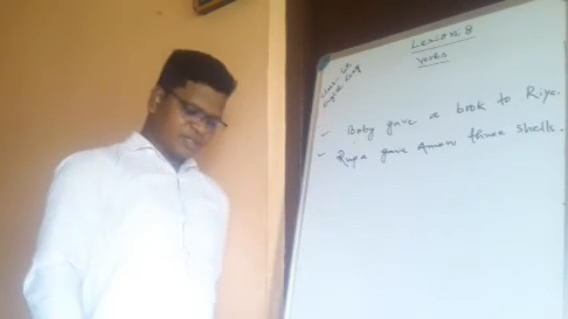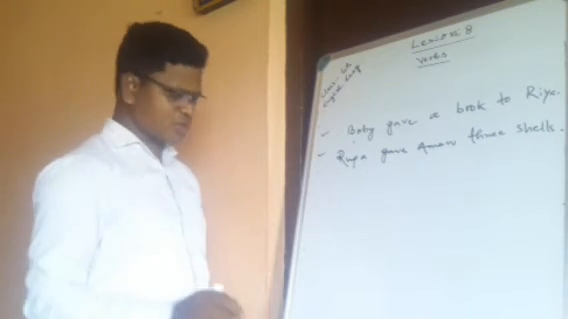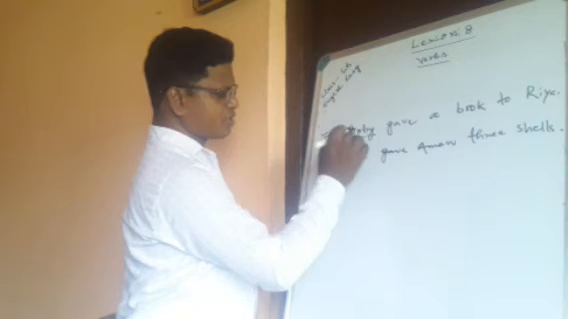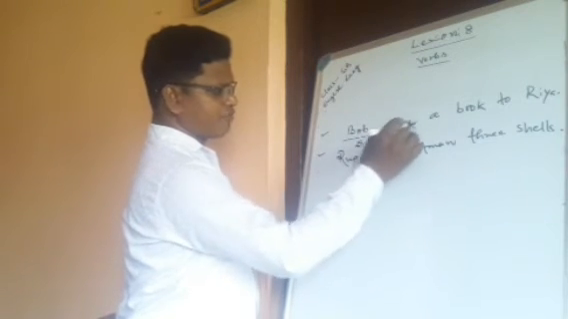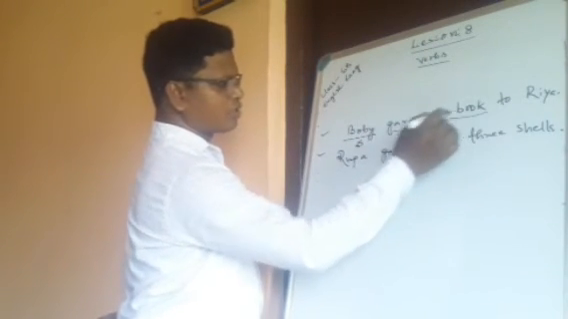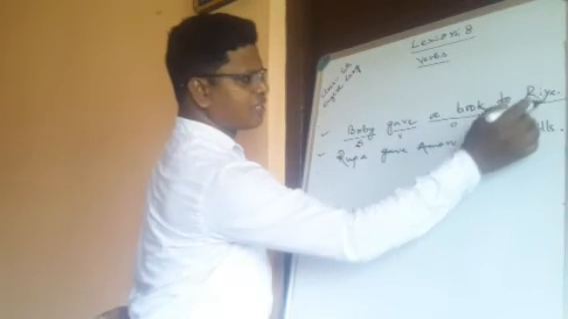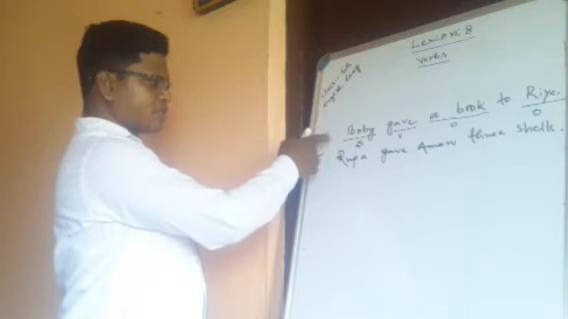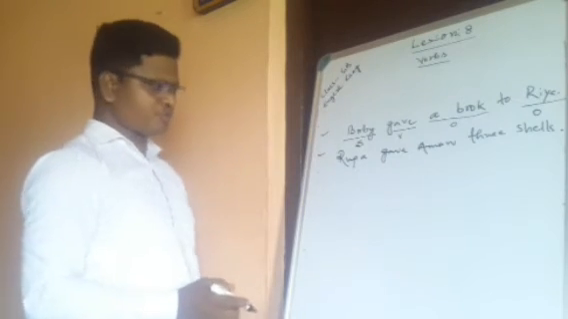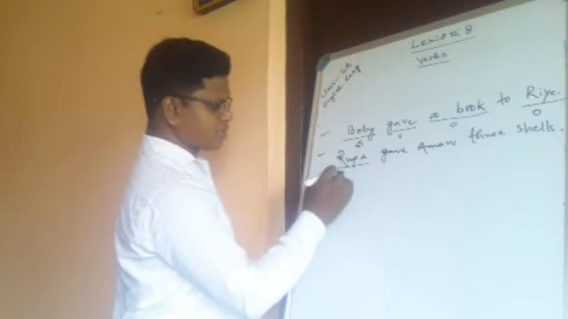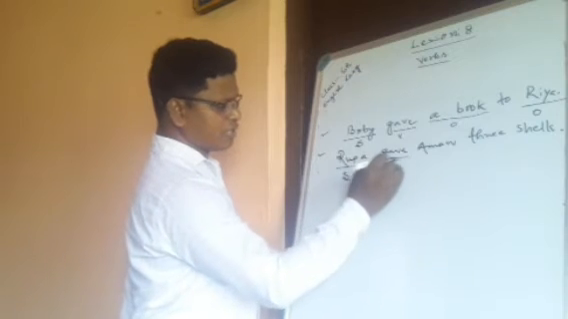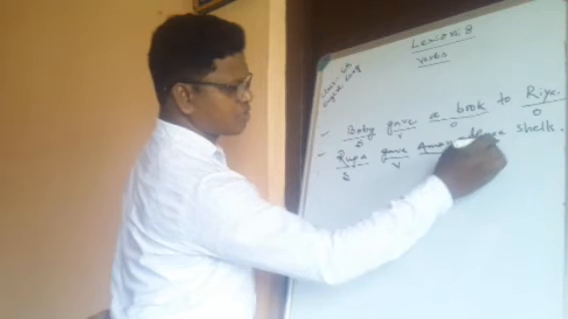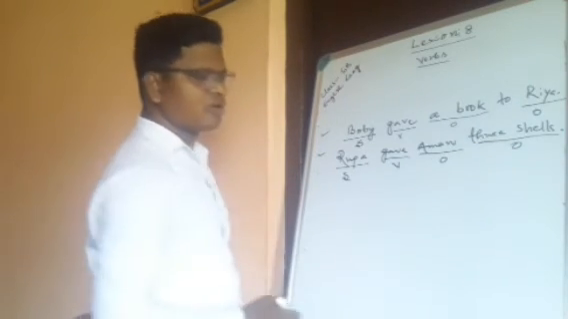So in the first sentence, how many objects does it have? 2 objects. Bobby is a subject, the verb is gave, and then a book is an object, and Ria is also an object. So in the first sentence, it has got 2 objects. Second also, let us identify. Rupa is the subject, gave is a verb, here we have an object, and 3 shells is another object.